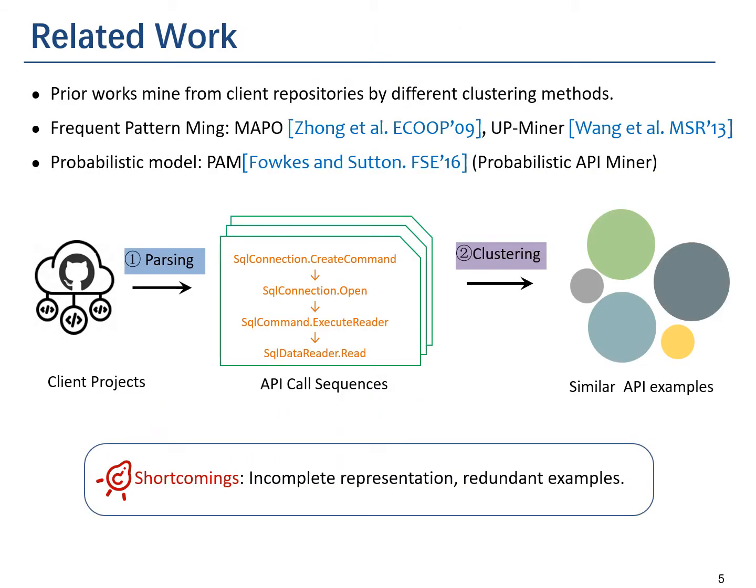Basically, prior works usually take advantage of large-scale client repositories by different clustering methods. For example, MAPO and UP-Miner use frequent pattern mining algorithms, while PAM uses a probabilistic model to learn from API call sequences. However, these approaches only use incomplete representations, and many suffer from the redundant example problem.